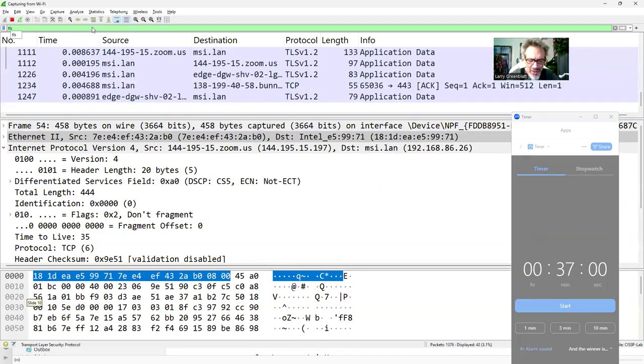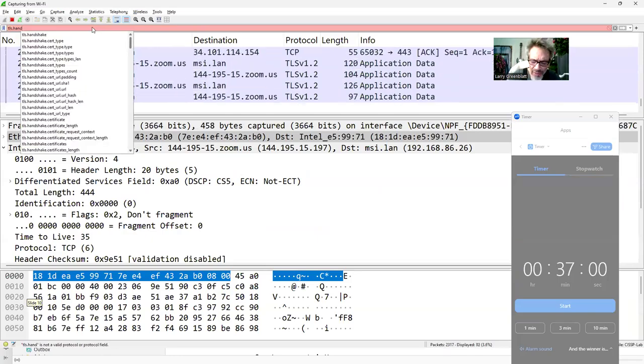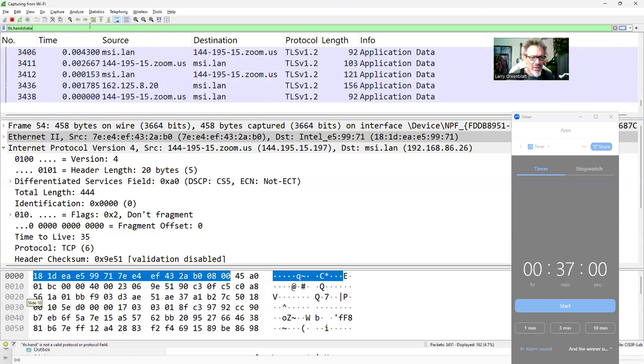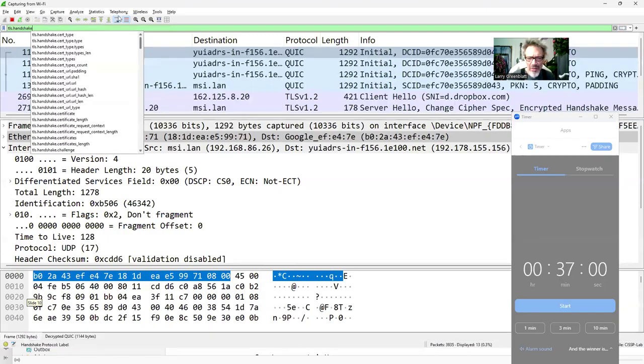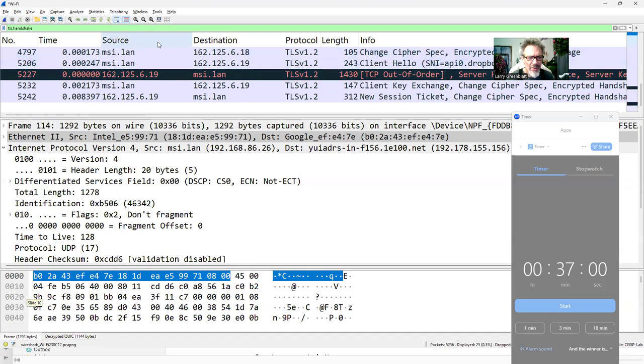I want a handshake. That means when you first set up and we pick algorithms. Okay, I see it. That's good enough. Stop. I clog up everything.